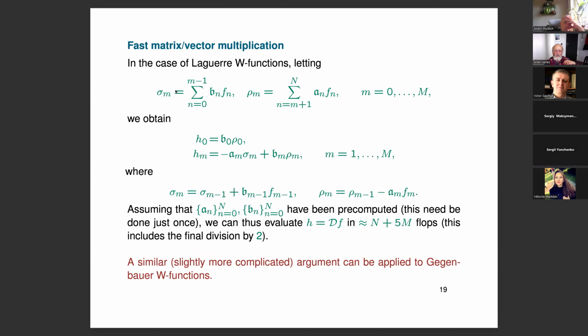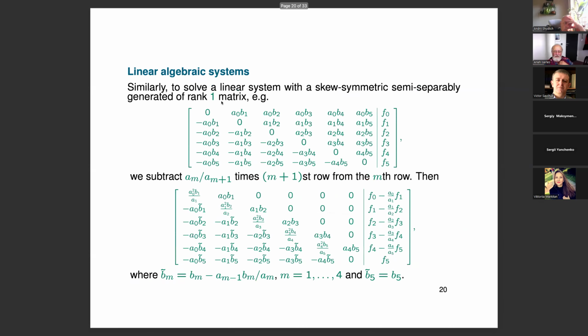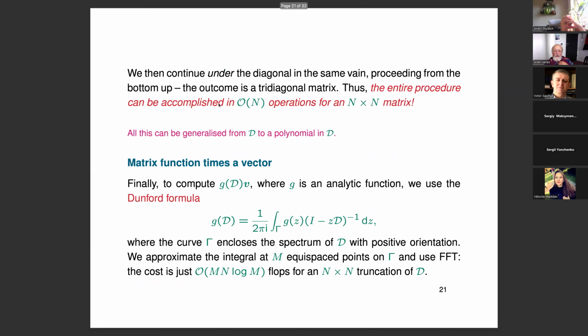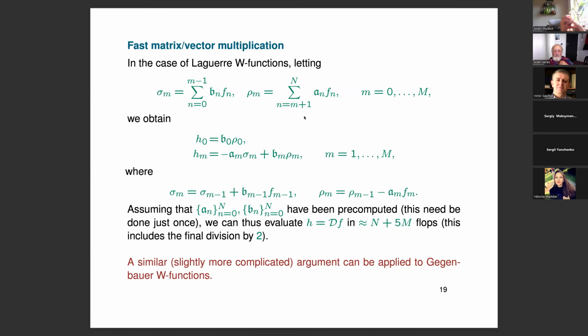So, fast matrix-vector multiplication for W functions. Suppose that we have this, remember this A and B. Suppose d_mn is either plus or minus half a_m b_n or a_n b_m. So let us define two quantities. Sigma_m is the sum from 0 to m minus 1 of b_n f_n, and rho_m is the sum from m plus 1 up to capital N of a_n f_n. F_n is the vector by which we multiply.